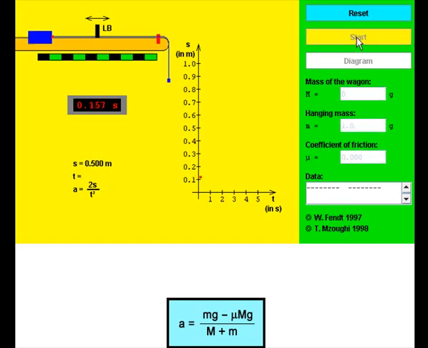And of course when we start this, we find that the mass fell 0.5 meters, and it took 0.319 seconds. When we use that equation to calculate the acceleration, assuming that the initial velocity was 0, we get 9.81 meters per second squared. So the small mass falls like a rock, okay? Because there's nothing holding it back, so it falls due to the acceleration of gravity.